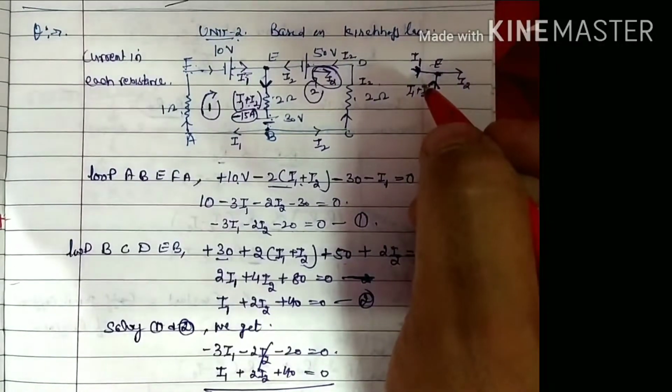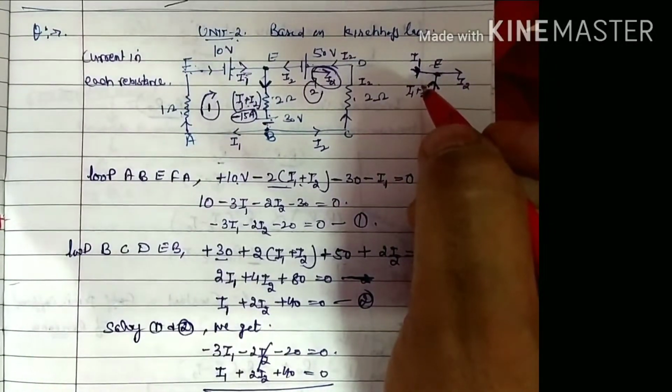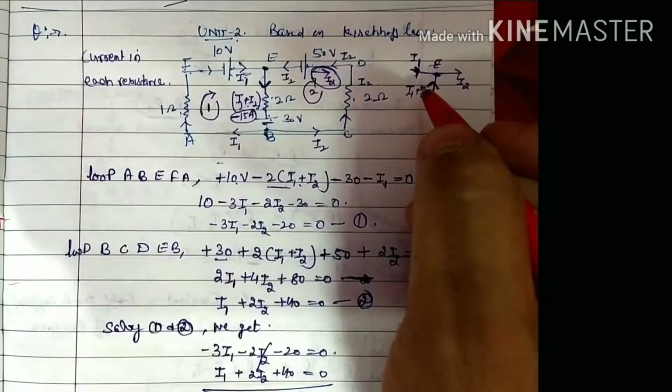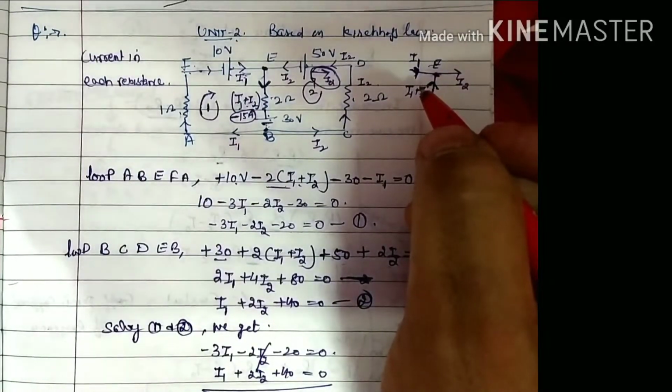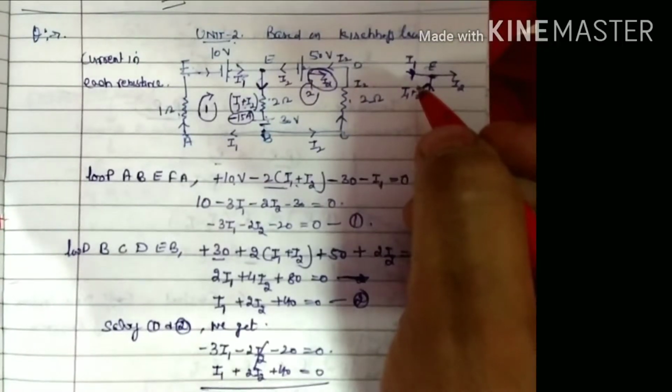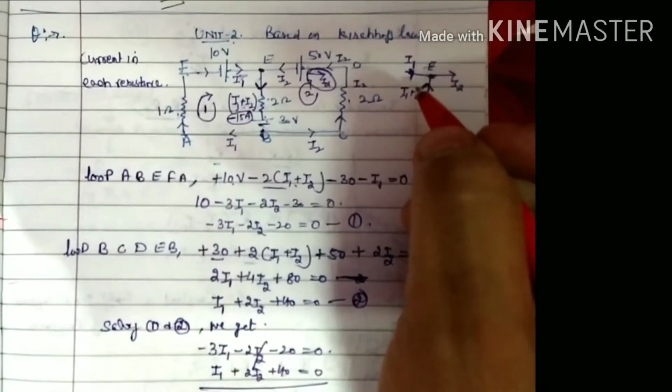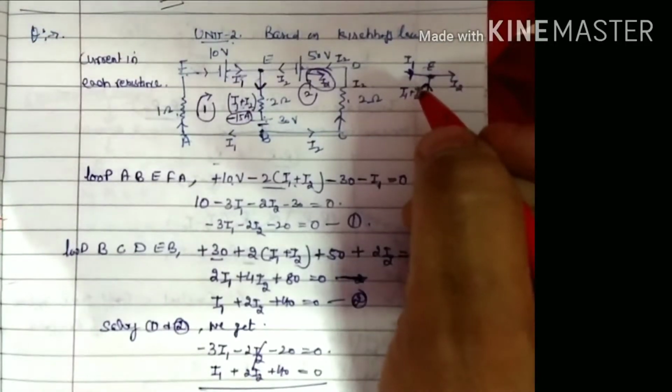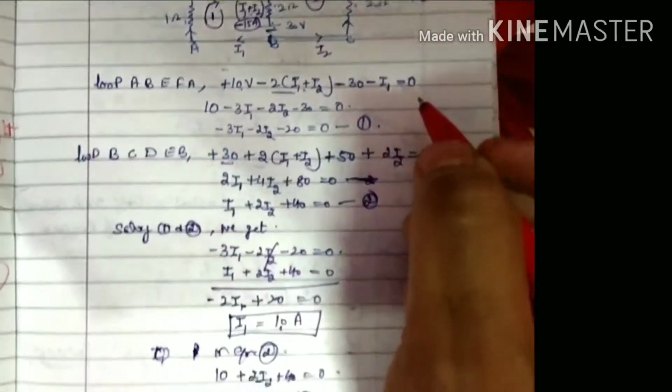If in the numerical the directions are given, then okay. Otherwise, if directions are not given, you start the direction of the current from any one of the cells that is of your desire. After calculating I1 and I2, if it is negative, then the direction of the current is opposite to that of the desired direction of the current that you have given in the circuit. I think this is clear to all of you. Thank you.